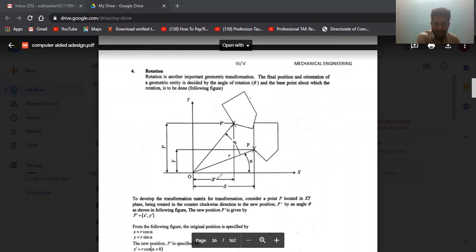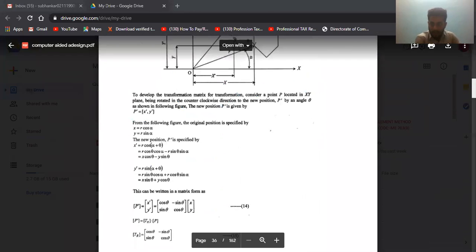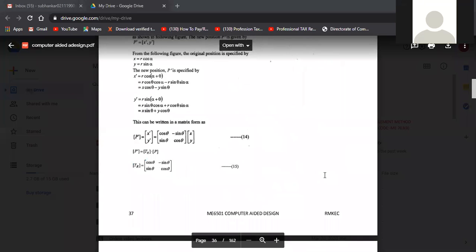So these derivations can come in examinations. Fine. I have already given the notes to your class here. You can refer to those notes. These things are there in those notes. Okay, sir.